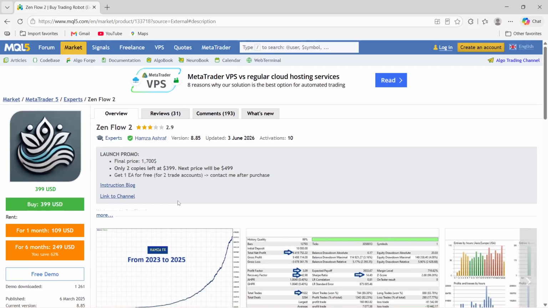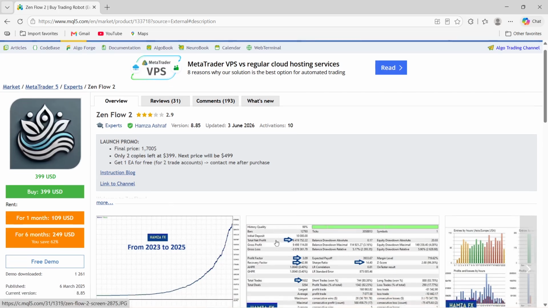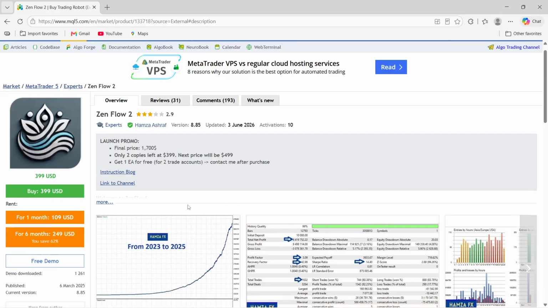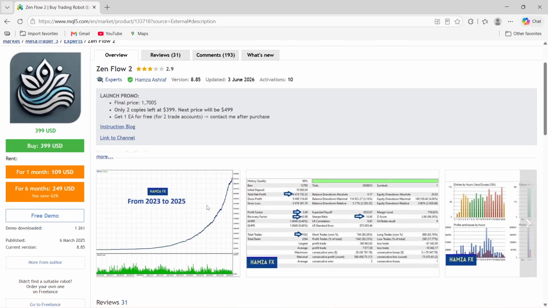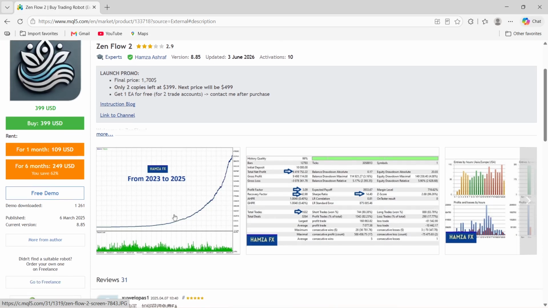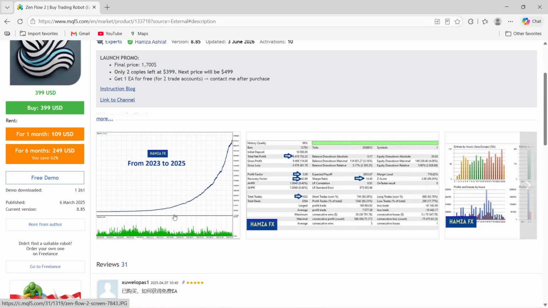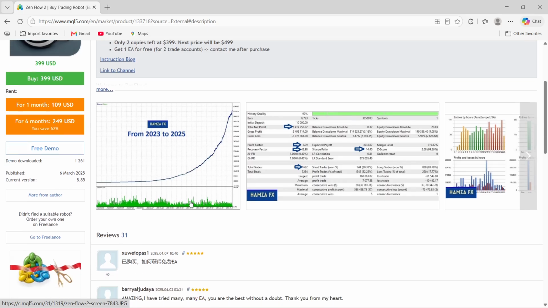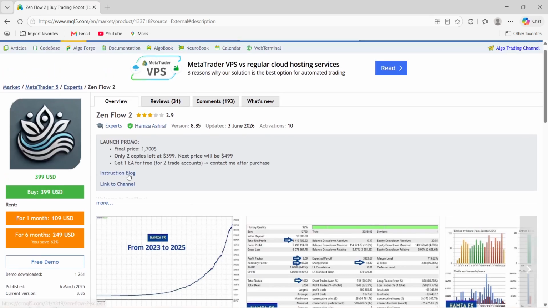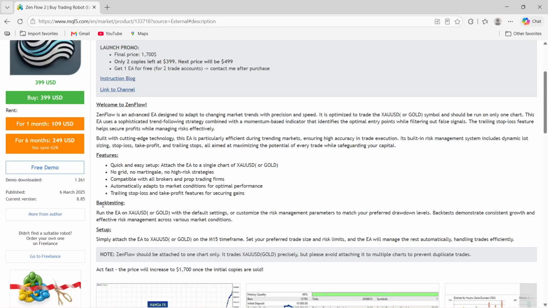So if you've been hunting for a set and forget gold robot that promises big returns with low drawdown, Zen Flow 2 is probably already on your radar. It's sold as a high precision trend following EA for XAUUSD. It goes for $399, as you can see, with verified backtests over multiple years and some pretty aggressive profit numbers from a relatively small starting balance. The question is how much of that is solid system design and how much is just impressive marketing. So let's take a look at the strategy as per the developer.